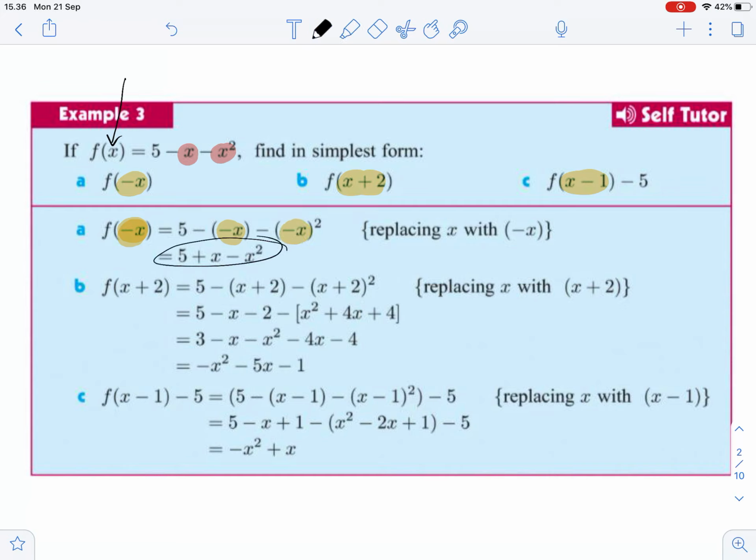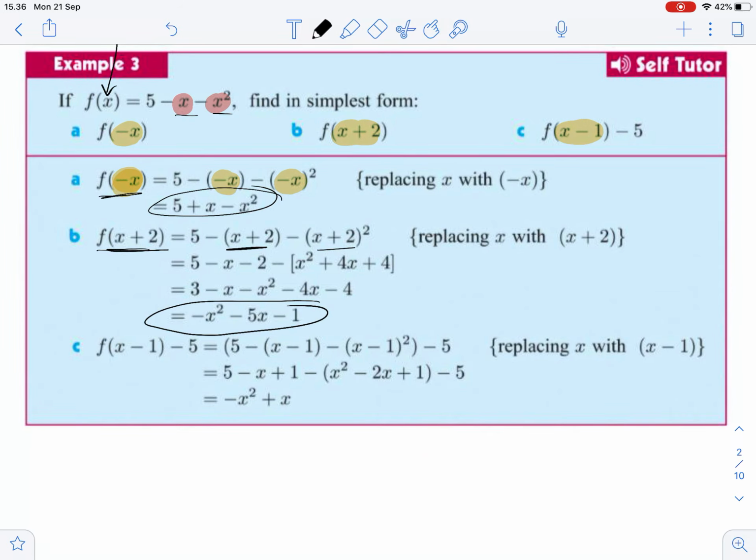And I can simplify, and there is f of negative x. Same thing with f of x plus 2. Everywhere there's an x, I put x plus 2, and then I simplify. And the last one here might be a little bit different. Again, I'm plugging in x minus 1 everywhere there's an x.